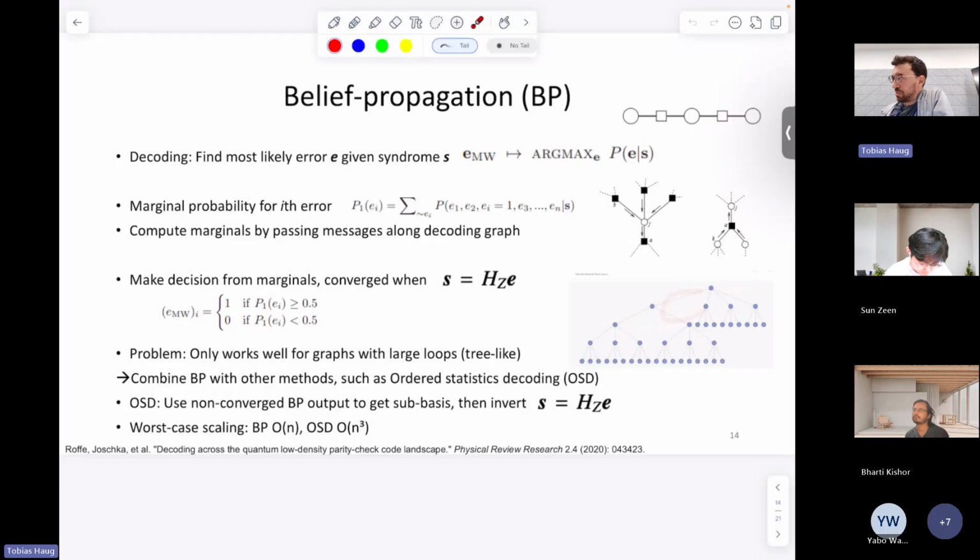And sadly, quantum error correction decoding problems have lots of short loops, meaning BP doesn't work very well, and usually it won't converge. So if you just use the usual BP algorithm, you find that it doesn't converge properly to the correct solution. That's why people propose to combine BP, belief propagation, with other methods. There's something called ordered statistics decoding, which is just a post-processing method. It has been shown that if you combine BP with OSD, you get quite good performance. In particular, BP scales linearly and OSD scales cubically. This has been heavily used in many papers and it works reasonably well.